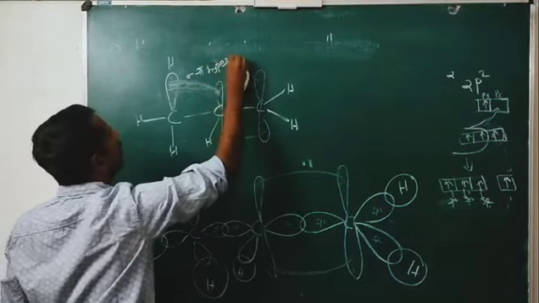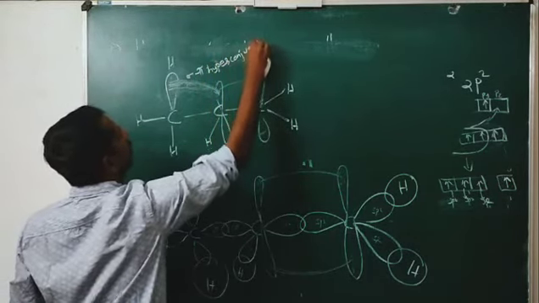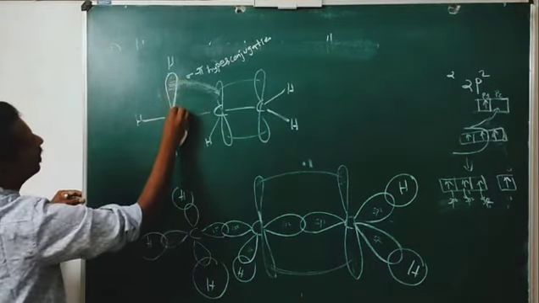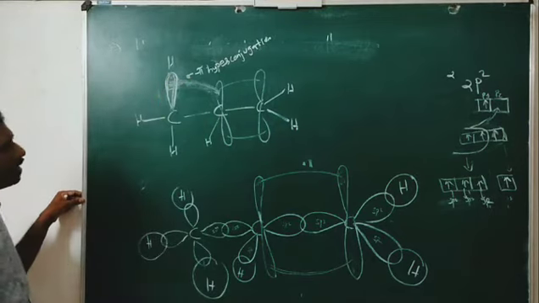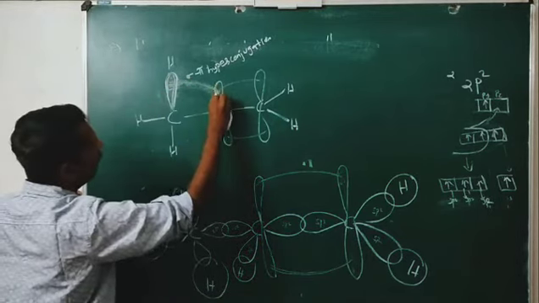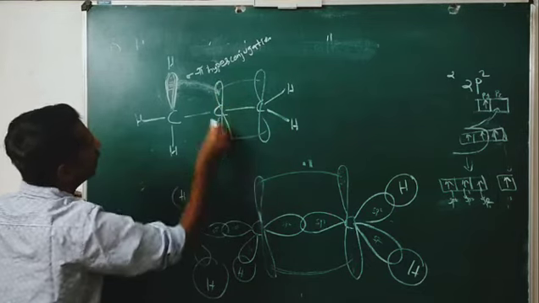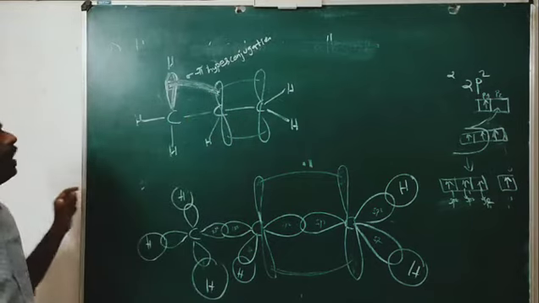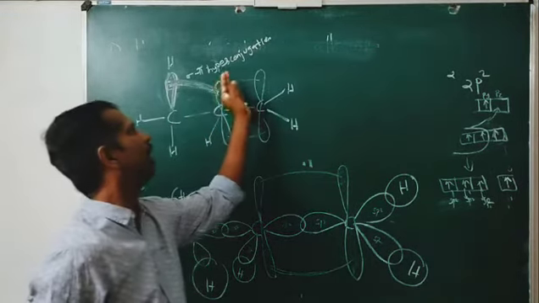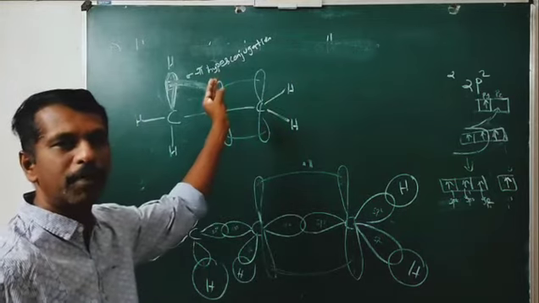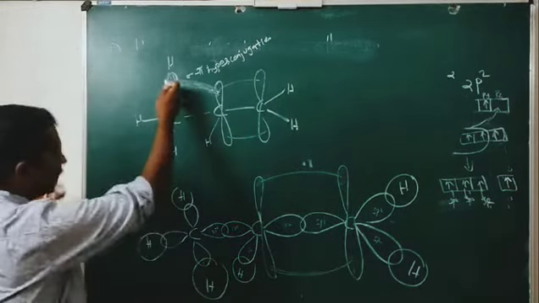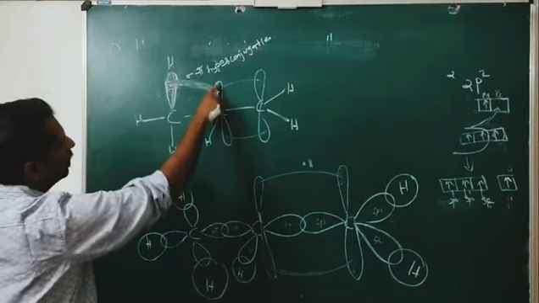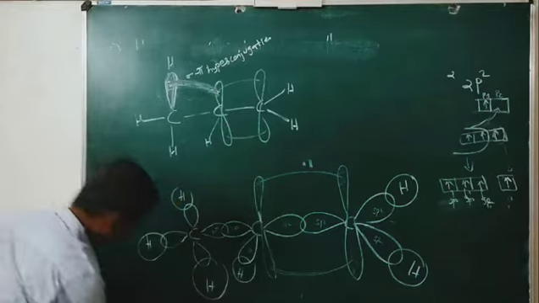Sigma-pi hyperconjugation. This interaction means the interaction between the C-H sigma bond and a pi orbital. This is a C-H sigma bond, and this is a pi orbital. These two will interact with each other, and that is what is known as sigma-pi hyperconjugation. That means due to this interaction, the sigma bond will interact with the pi orbital. Then what will happen? Let us see.